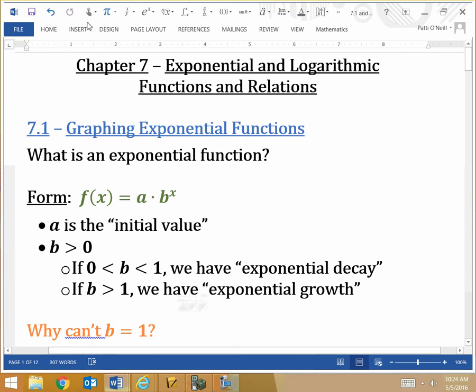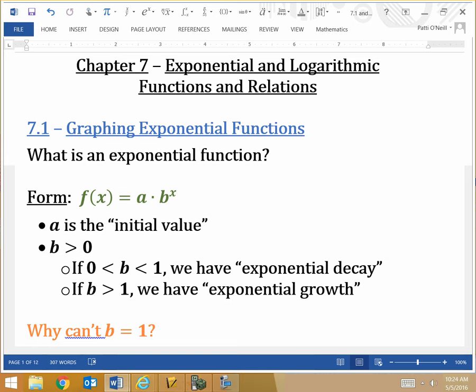Hi everyone. The material that we're going to go through in this video is going to cover the beginning of chapter 7. Actually the first two sections. The chapter is called Exponential and Logarithmic Functions and Relations. And we're going to delve into functions that you are not really familiar with up to this point in time.